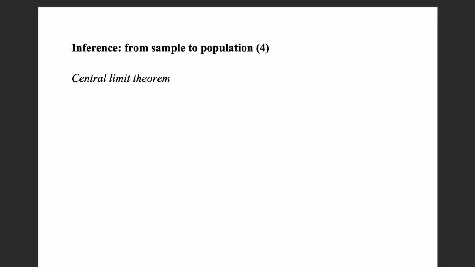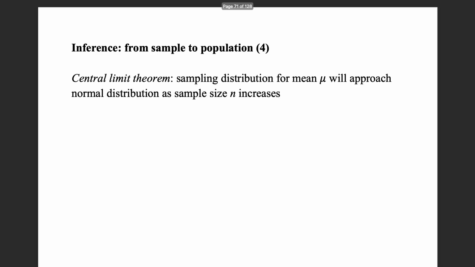Now, don't worry, I'm not actually going to show you the mathematical proofs. I'm not even going to show you the mathematical description of what exactly the central limit theorem says. It's really not necessary for this course, but I'm going to tell you what the implications of the central limit theorem are. And that is, this theorem shows us that the sampling distribution for our mean mu will start to look more and more like the so-called normal distribution the larger our sample size is.